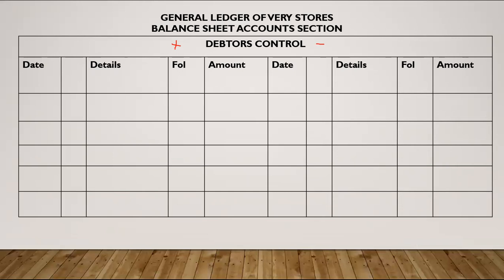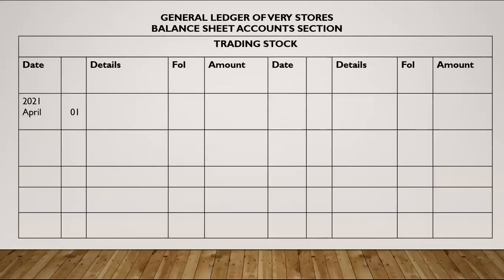Now, on the 1st of April 2021, I will start the debtors control account with an opening balance of 900. So you will write that as balance brought down and the amount will be 900 Rand. Now, before I can even continue, I just want to give you balances that will be in other accounts. The opening balance for trading stock will be 20,000.